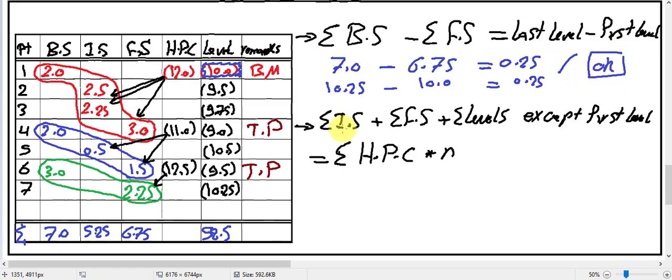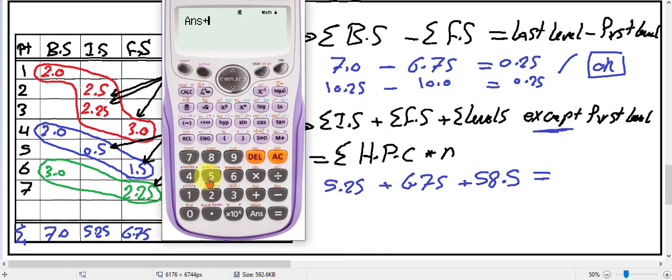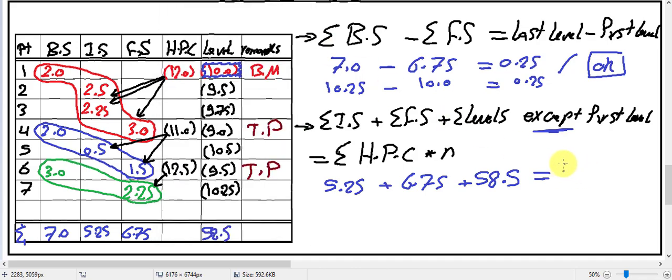The second check: summation of intermediate sight is 5.25, summation of foresight is 6.75, and summation of levels except the first level is 58.5. So this equals 5.25 plus 6.75 plus 58.5, which equals 70.5 meters. This is the left hand side.